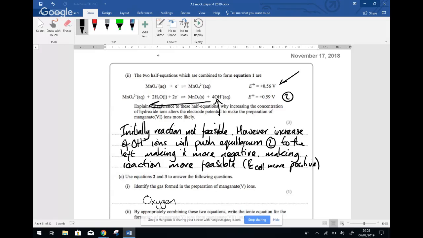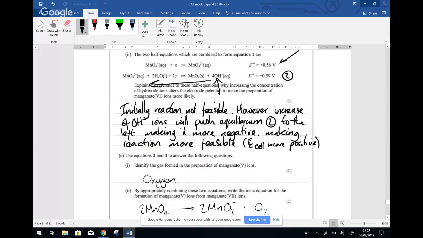Only 2 negatives. You're increasing its negativity. If you add in shed loads of minuses, it's going to repel electrons and push it that way. So you make that more negative, making the reaction more feasible, because the E cell will become more positive. You're pushing that equation from right to left, and therefore you're going to make it more negative. It's clever, that.